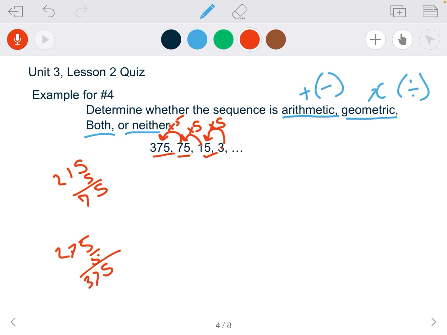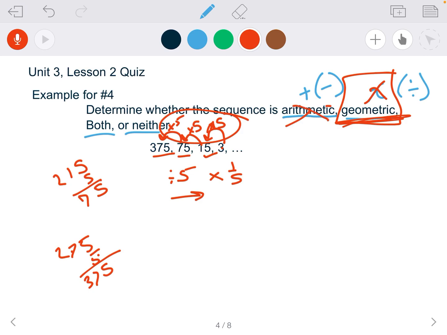Yep. So this is actually, because it's multiplication, remember geometric is multiplication, I am really either dividing by 5 if I'm going left to right, or multiplying by the ratio 1/5. So I know that it works because I went backwards when I multiplied. So I know it's geometric. Arithmetic didn't work. So the answer is simply geometric.